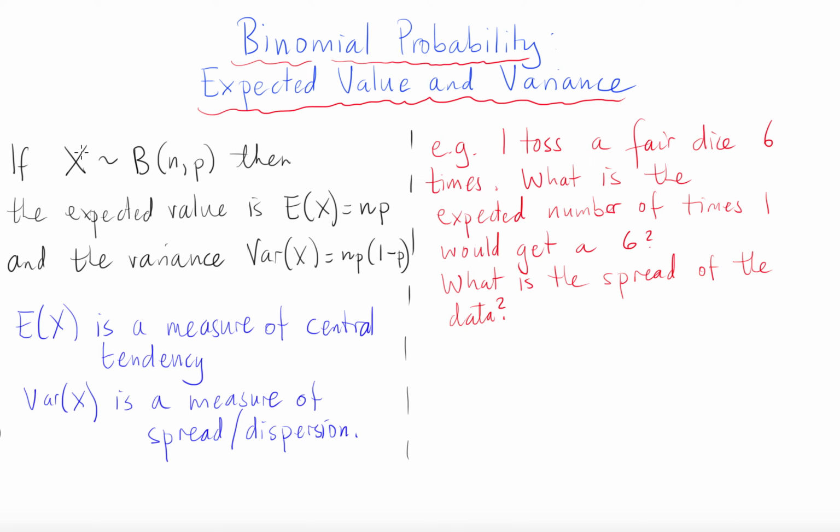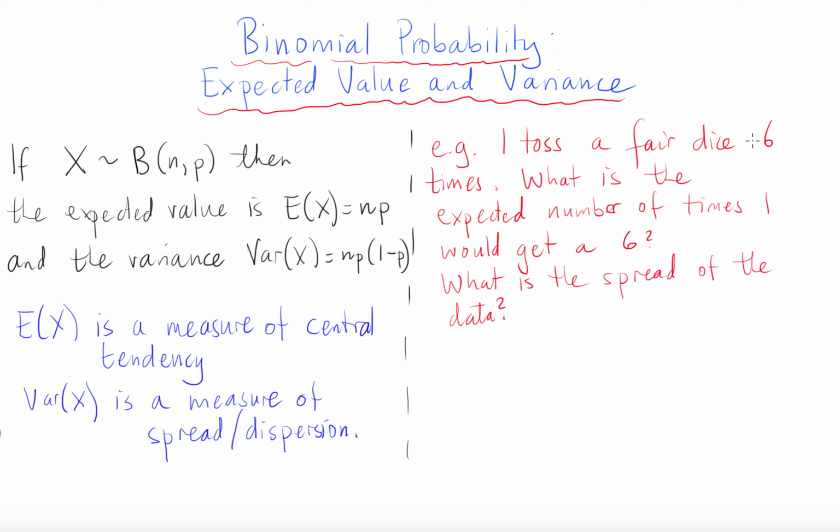And if we have a variable x which is binomially distributed, then the expected value E of x is simply the number of trials times by the probability, n times by p. And the variance VAR of x is number of trials times the probability times by the probability of failure, which is 1 minus p. So what would that look like for this example over here?